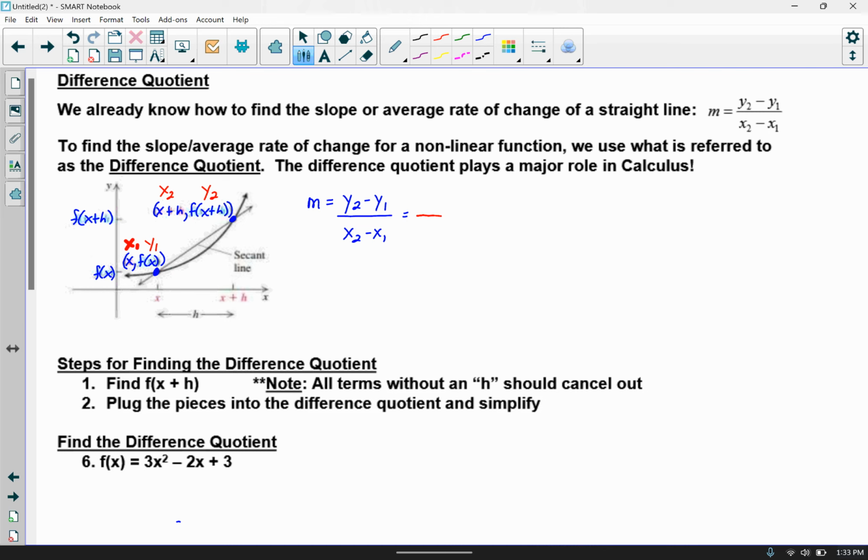All right, so then let's fill in what we know. So y2, f of x plus h, minus y1, f of x, all divided by x2, x plus h, minus x1, which is just x. So the only thing that can cancel out is down here on the bottom, x minus x. They're going to go away. And that is going to give you your difference quotient.